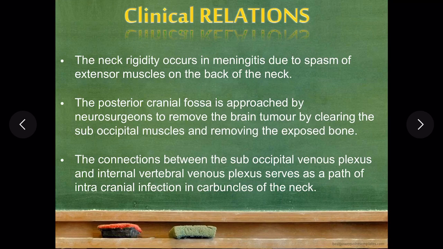Then the clinical relations. Neck rigidity occurs in meningitis due to spasm of the extensor muscles of the back of the neck, which we have just studied. The posterior cranial fossa is approached by the neurosurgeon to remove a brain tumor by clearing the suboccipital muscles and removing the exposed bones. The connection between the suboccipital venous plexus and the internal venous plexus in the subdural space serves as a pathway for intracranial infection. Carbuncles, infection or abscess of the neck can lead to infection of the brain, which becomes very dangerous.